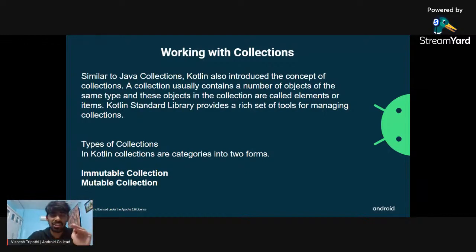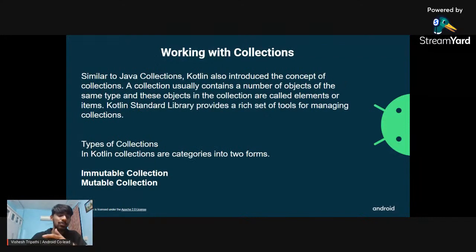Now let's start with collections in Kotlin. If you have studied Java, Kotlin, just like Java, has the concept of collections. A collection typically contains a number of objects of the same type, which are referred to as items in the collection. So the Kotlin standard library includes a comprehensive set of tools for managing collections. You can see Kotlin is so beautiful that it has a standard library. C++ has STL. And similarly, the power of Java, C++, and Python makes it so beautiful.